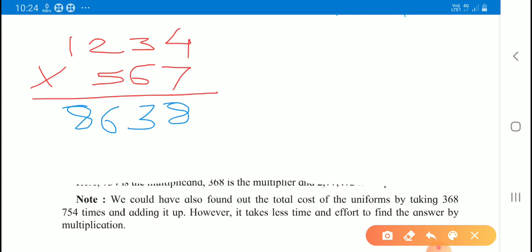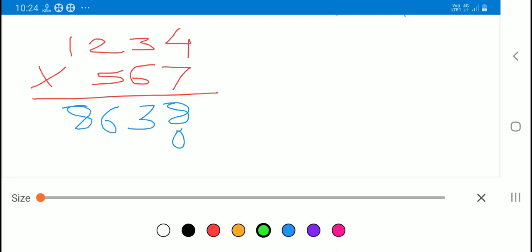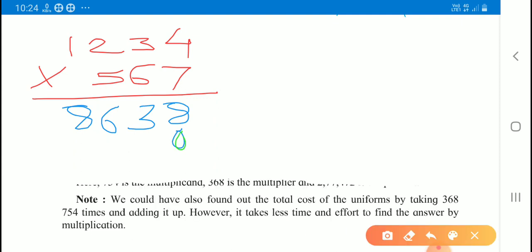Now, next is you have to multiply 1234 by 6. So, place value of this is 60. So, I will write here first 0. 6 fours are 24. 2 carried. 6 threes are 18. 18 plus 2, 20. 2 carried again. 6 twos are 12. 12 plus 2, 14. 1 carried. 6 ones are 6 plus 1, 7.